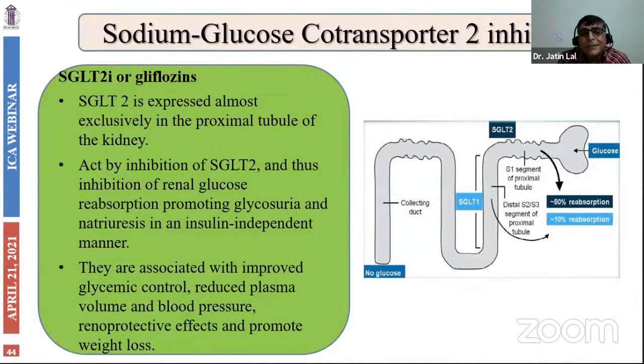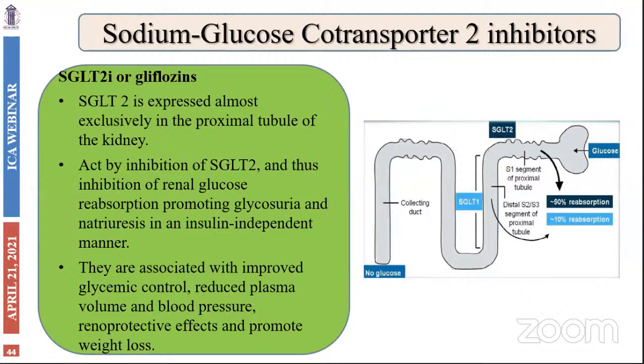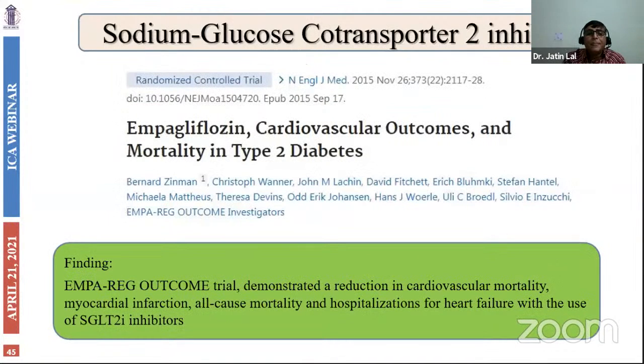Another group of drugs is the sodium glucose co-transporter 2 inhibitors. Basically, SGLT2 is expressed almost exclusively in the proximal tubule of the kidney, and these agents act by inhibition of SGLT2 and thus inhibition of renal glucose reabsorption, promoting glycosuria and natriuresis in an insulin-independent manner. They are associated with improved glycemic control, reduced plasma volume and blood pressure, renoprotective effects, and promote weight loss.